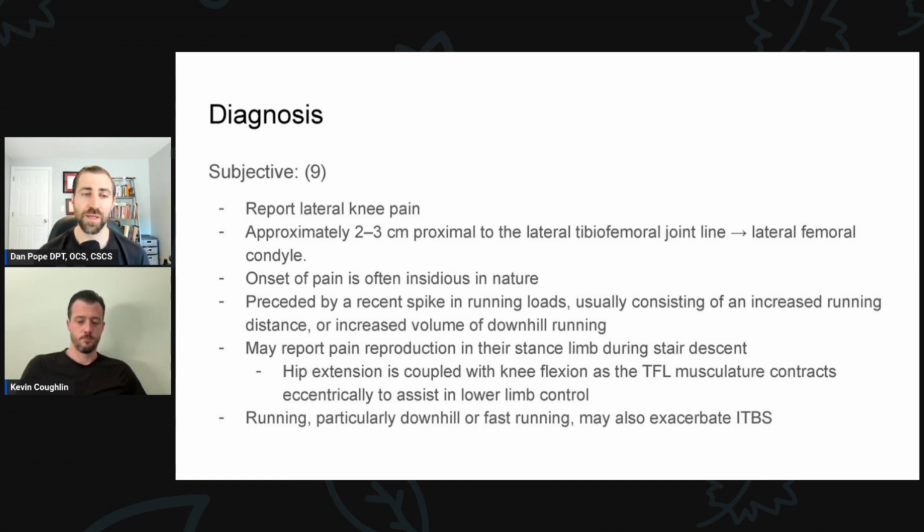So like we talked about before, the legs going behind them, the TFL is active, eccentrically, creating some pain. The hip extensions coupled with knee flexion as the TFL musculature contracts eccentrically to assist in lower limb control. And then running is usually when this occurs, particularly downhill or fast running, may also exacerbate IT band syndrome or IT band pain. We're potentially changing that name soon, so I'll be careful about how I use it. And these are some of the things you may be hearing from your patients. Any other wild and crazy things you hear from your patients, Kevin, about ITB pain?